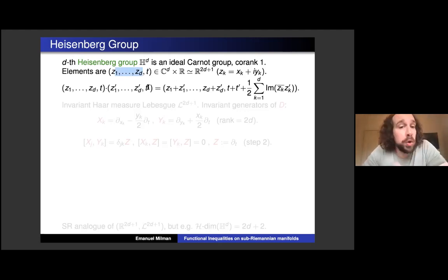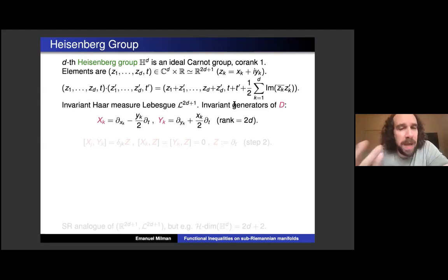Okay, what is the group action? Well, on the first d complex numbers, you just use the usual additive group structure. Nothing fancy going on, just addition. The whole action happens on the last coordinate. In addition to adding them, you also have this kind of twisting condition. Okay, so this makes the group interesting. It's very easy to check that this is a Lie group, so it has a Haar measure. It turns out that the bi-invariant Haar measure for the Heisenberg group is just the usual Lebesgue measure on 2d plus 1 dimensional space.